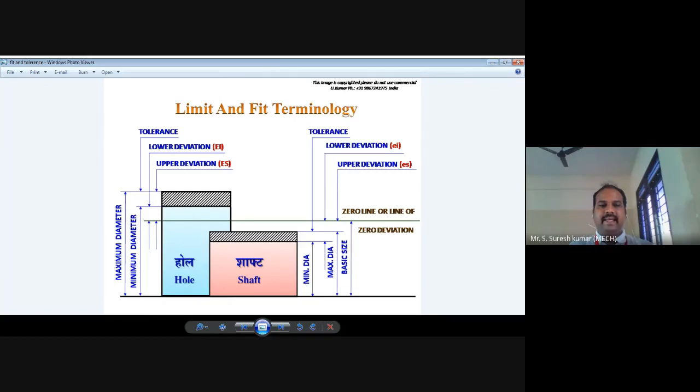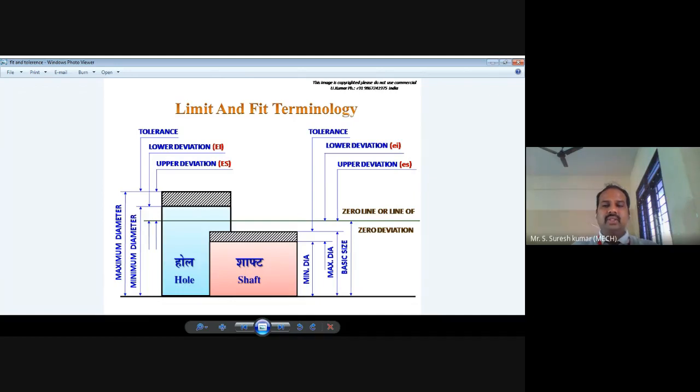So it is the exact theoretical size arrived at by design. It is also called nominal size. Next one is actual size. What is meant by the actual size? The size of a part as may be found by measurement. This is the actual size.